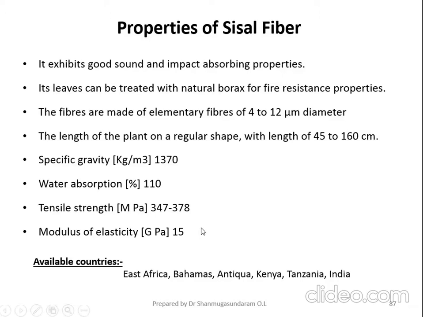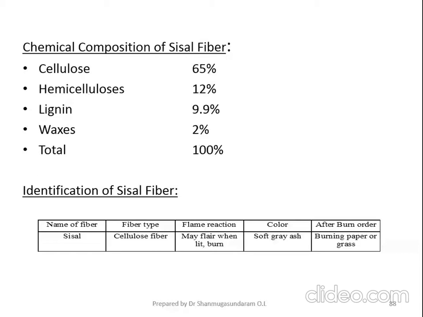So coming to the chemical composition of sisal fiber, cellulose occupies 65%, hemicellulose 12%, lignin 10%, and wax material 2%. So totally the chemical composition of the sisal fiber adds up to 100%. If you look at the chemical composition, cellulose occupies 65%.